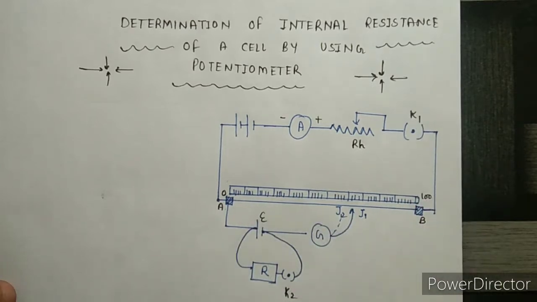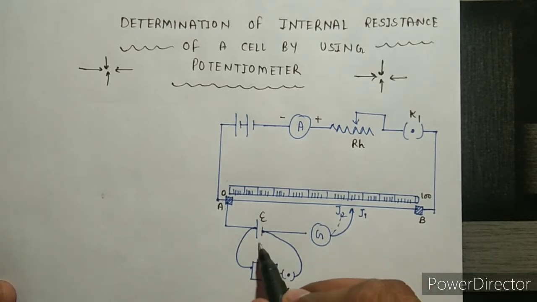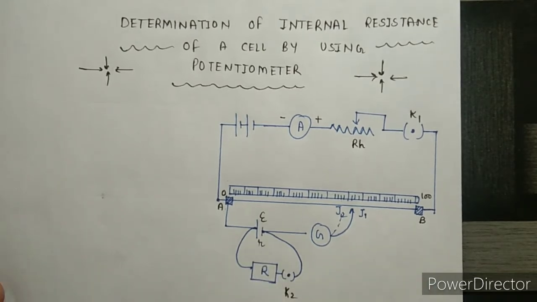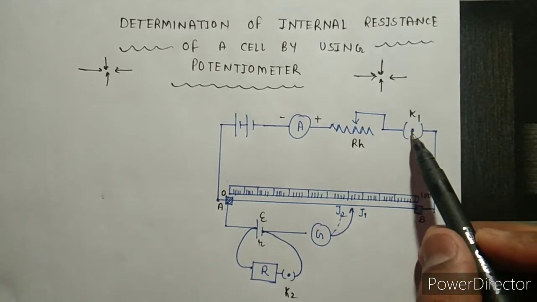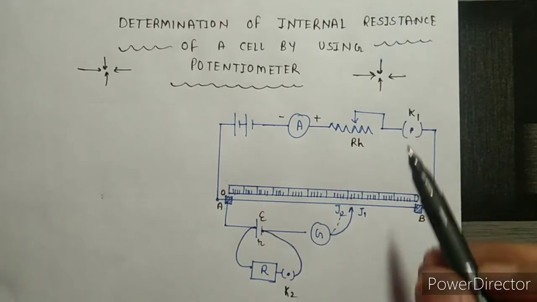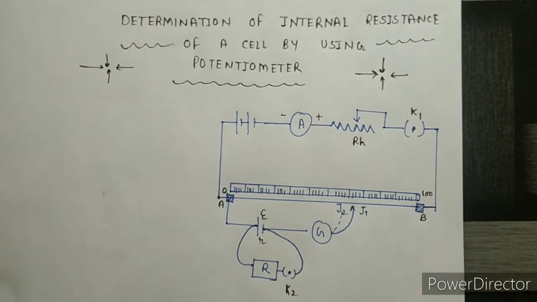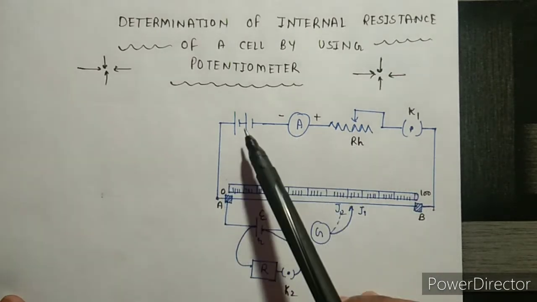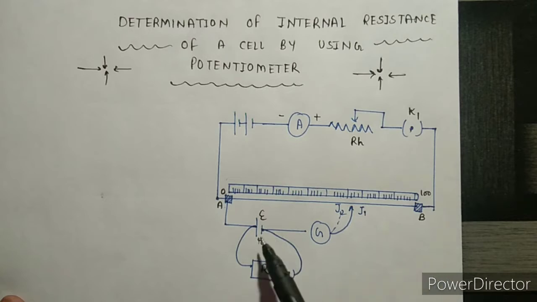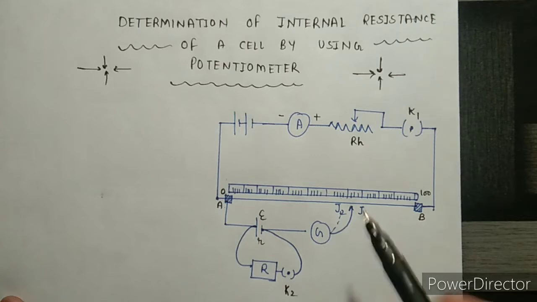You are looking at the auxiliary circuit to determine the internal resistance of the cell which has EMF E. Suppose its internal resistance is small r. Now first we close key K1 and open K2. In this condition a current is maintained in this circuit because of this battery, and there is no current drawn from this cell.